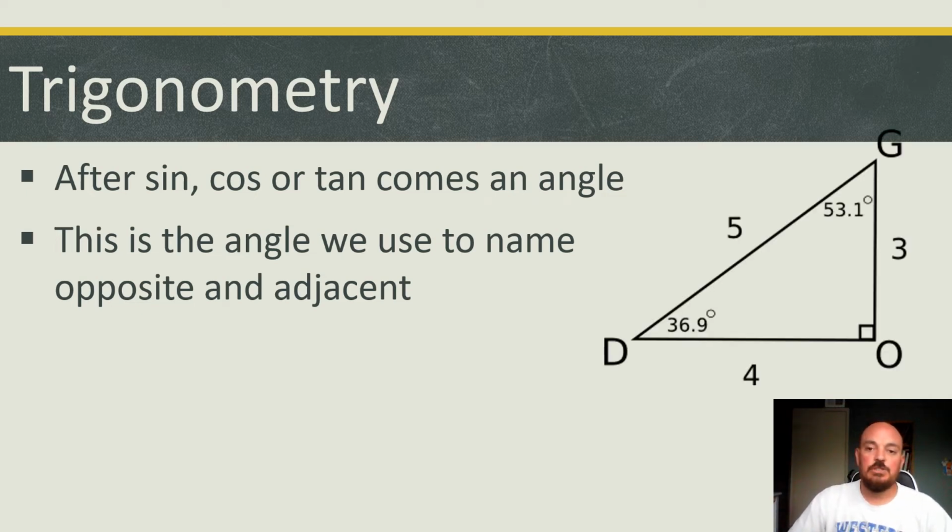So let's say we had this picture right here. We have a triangle where I labeled some sides. There's a 5, a 4, and a 3. And I labeled the angles. One of them is 36.9 degrees, one of them is 53.1 degrees.